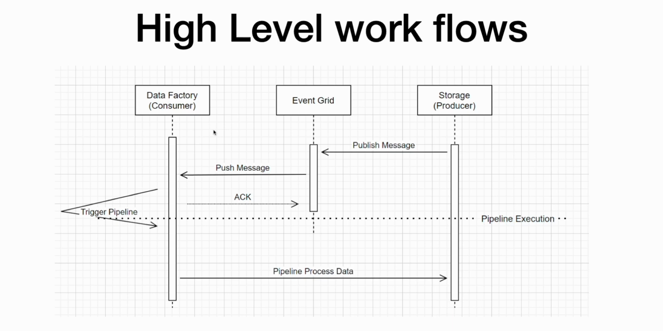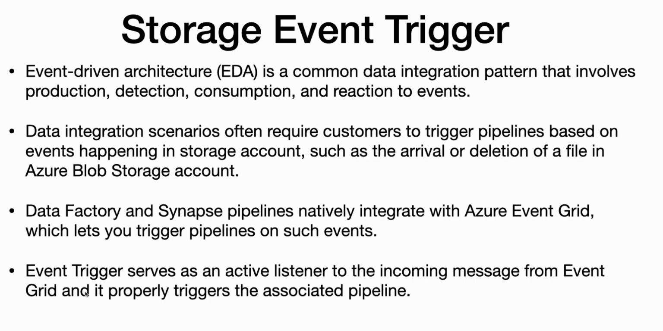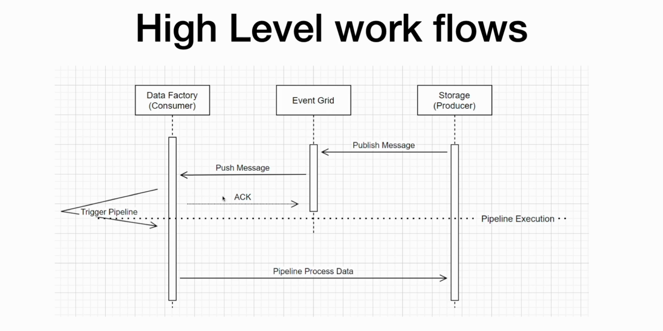Once that message is received by Data Factory, as I said in the previous slide, the event trigger serves as an active listener to any incoming message from the event grid, and it triggers the associated pipeline. So that's what happens once that message is received. Your trigger will execute that pipeline, and once that pipeline is executed, your data will finally be processed. It can be this same storage account or a different storage account. It doesn't really matter, but in this case you can see that it's pointing to the same storage account. So we understand the high-level working of storage event triggers.